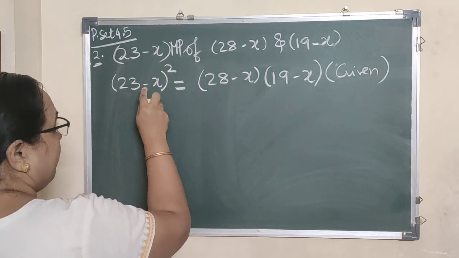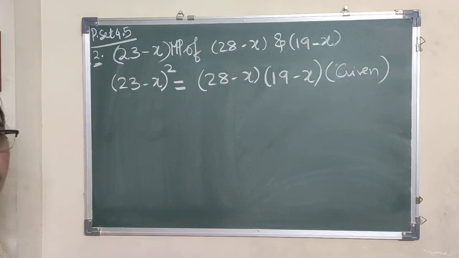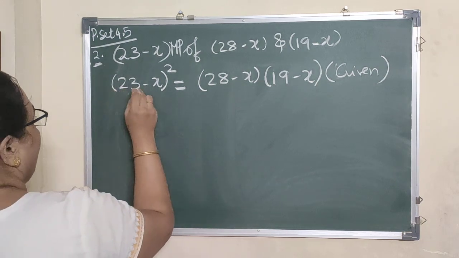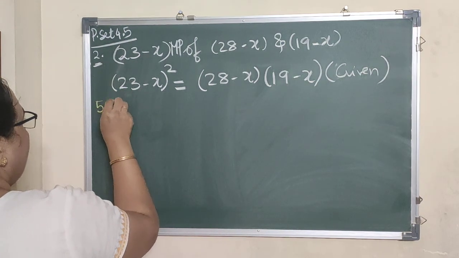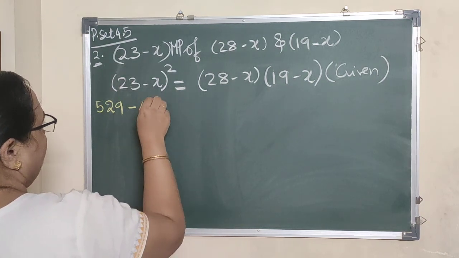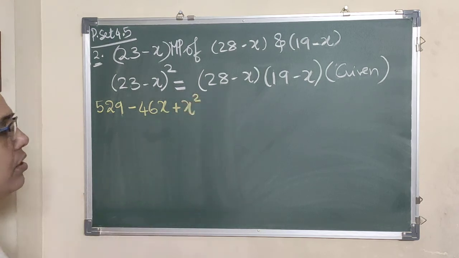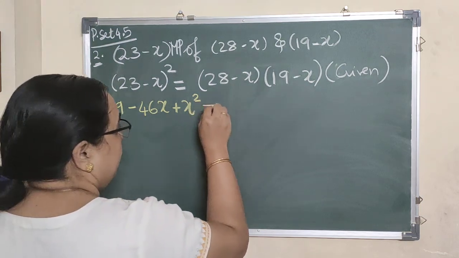Expand a minus b the whole square. So what is a minus b the whole square? A square minus 2ab plus b square. So using that formula, when we do it, you will get this as 23 square. What is 23 square? Nothing but 529. 23 twos are 46x plus x square. I hope the left hand side is quite clear. We now go to the right hand side.